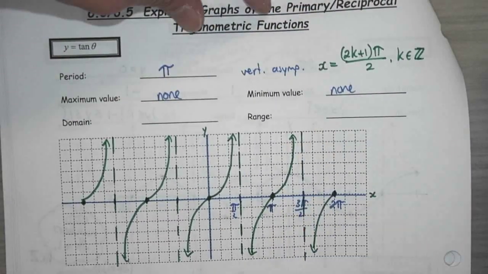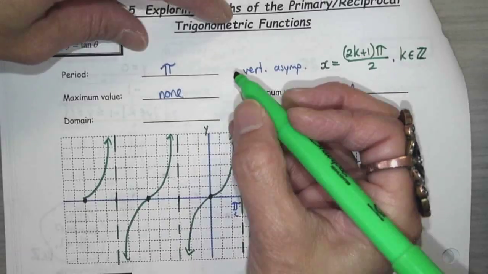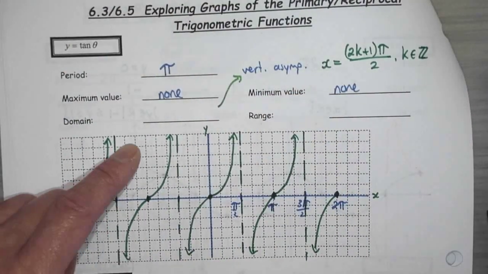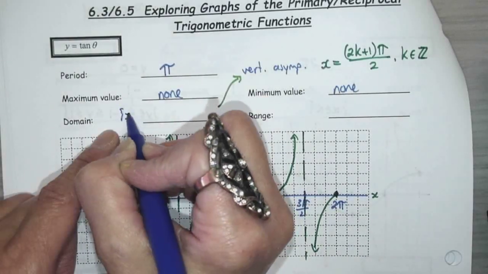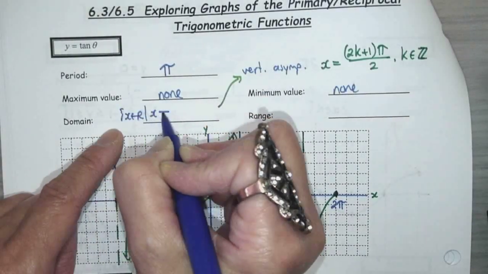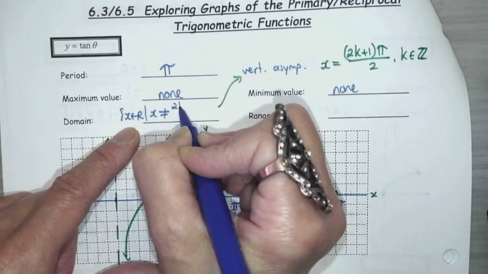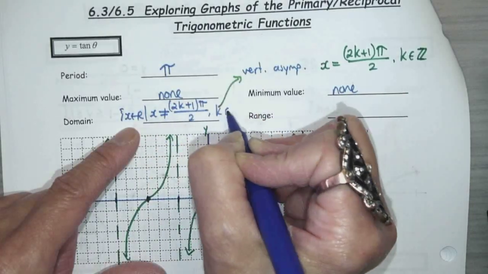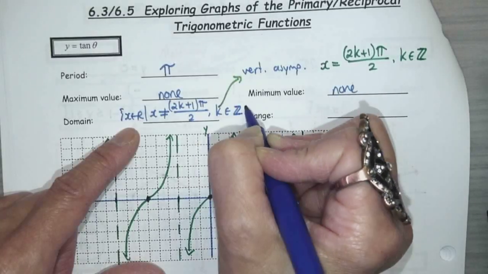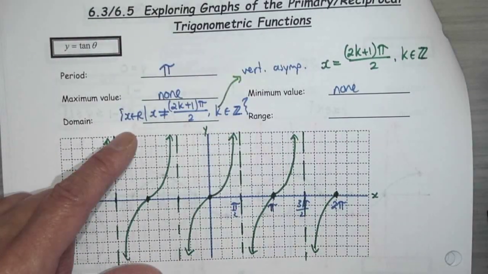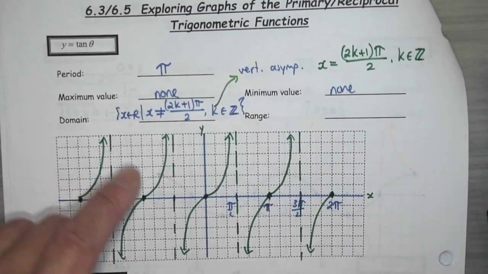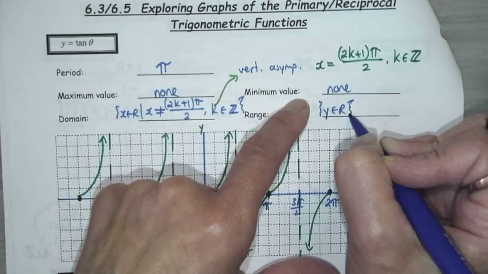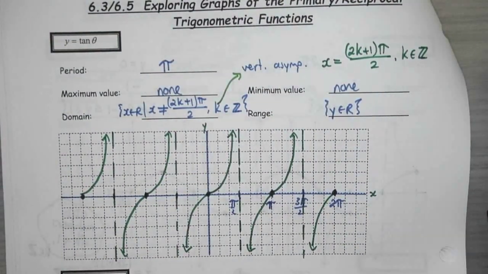So every odd. And then you take this answer for your domain, and we're going to say that my domain is x as an element of real, and x cannot equal (2k plus 1) pi over 2, where k is an element of integers. And your range is anything. There's no restriction on the range. It goes up and down forever.